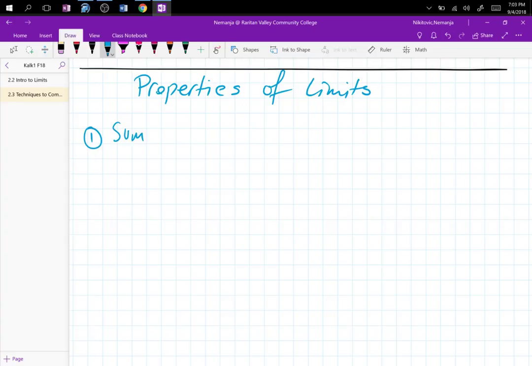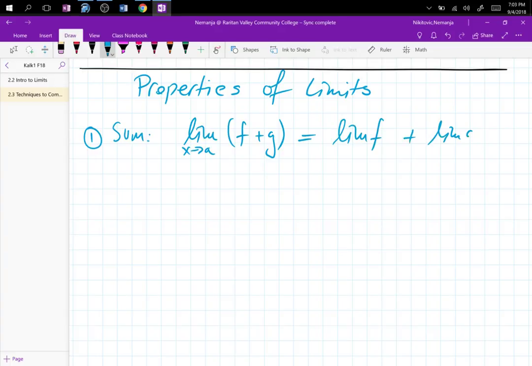Number 1 is the sum. The limit as x goes to a of f plus g is the limit of f plus the limit of g. All of these are f of x and g of x, obviously. They're functions. So I can split on addition and work on each term separately.